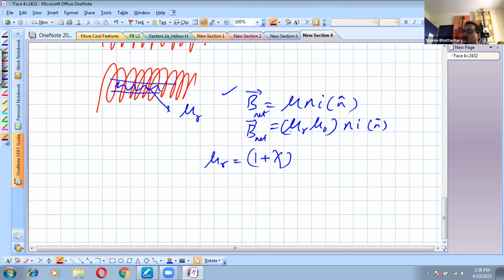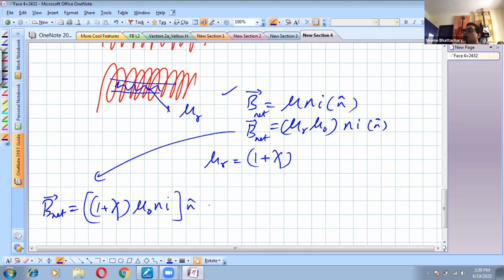B net is the net field. You understand? So B net, which is the net field, you can see because relative permeability is 1 plus chi. So your B net is, replace your mu r with 1 plus chi, into mu naught N i.